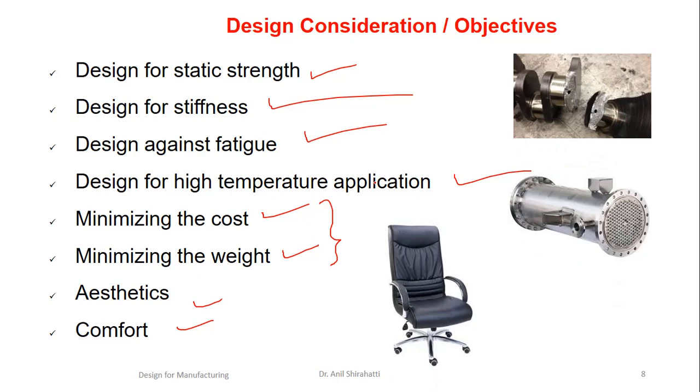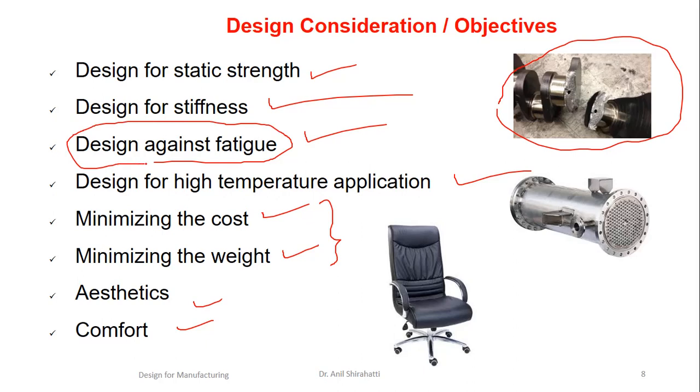For example, if I see this part, which is a crankshaft, the major concern is the fatigue properties, so design from the fatigue point of view is important. But if I am designing a heat exchanger, the main concern is the high temperature application. Now if you consider a chair, it should be aesthetically good enough. Definitely it should provide comfort, because a person may be sitting on the chair continuously for maybe 8 hours, so he should sit comfortably and easily.